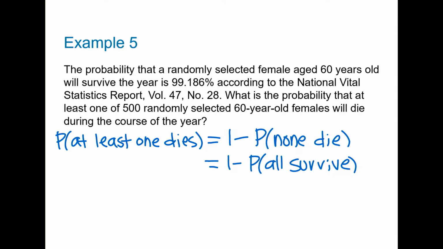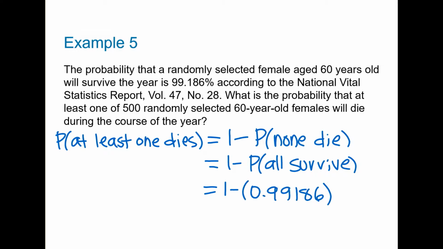As we have discussed in some previous examples, the women surviving the year are independent of each other. So we can just multiply the probabilities that the first survives times the second times the third times the fourth times the fifth, all the way up to the 500th female. Instead of multiplying the probability that one female survives 500 times, we can just use exponents.